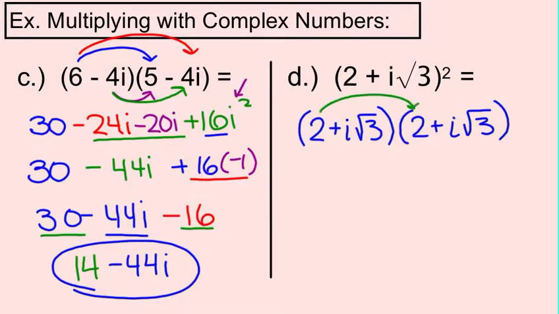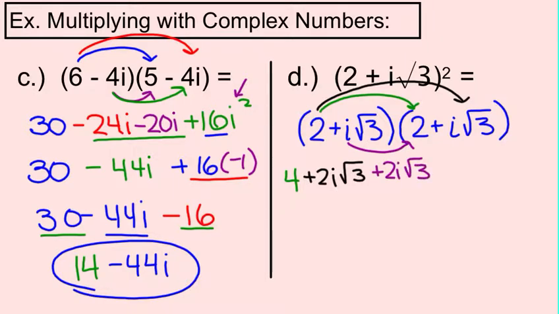So I'm going to go 2 times 2, which is 4. Then I'm going to go outside. 2 times i square root of 3 is 2i square root of 3. Then we go to inside. i square root of 3 times 2 is 2i square root of 3. Then we go to last. i square root of 3 times i square root of 3 is i squared square root of 3 times 3. You're multiplying like pieces together, the imaginaries and the radicals.